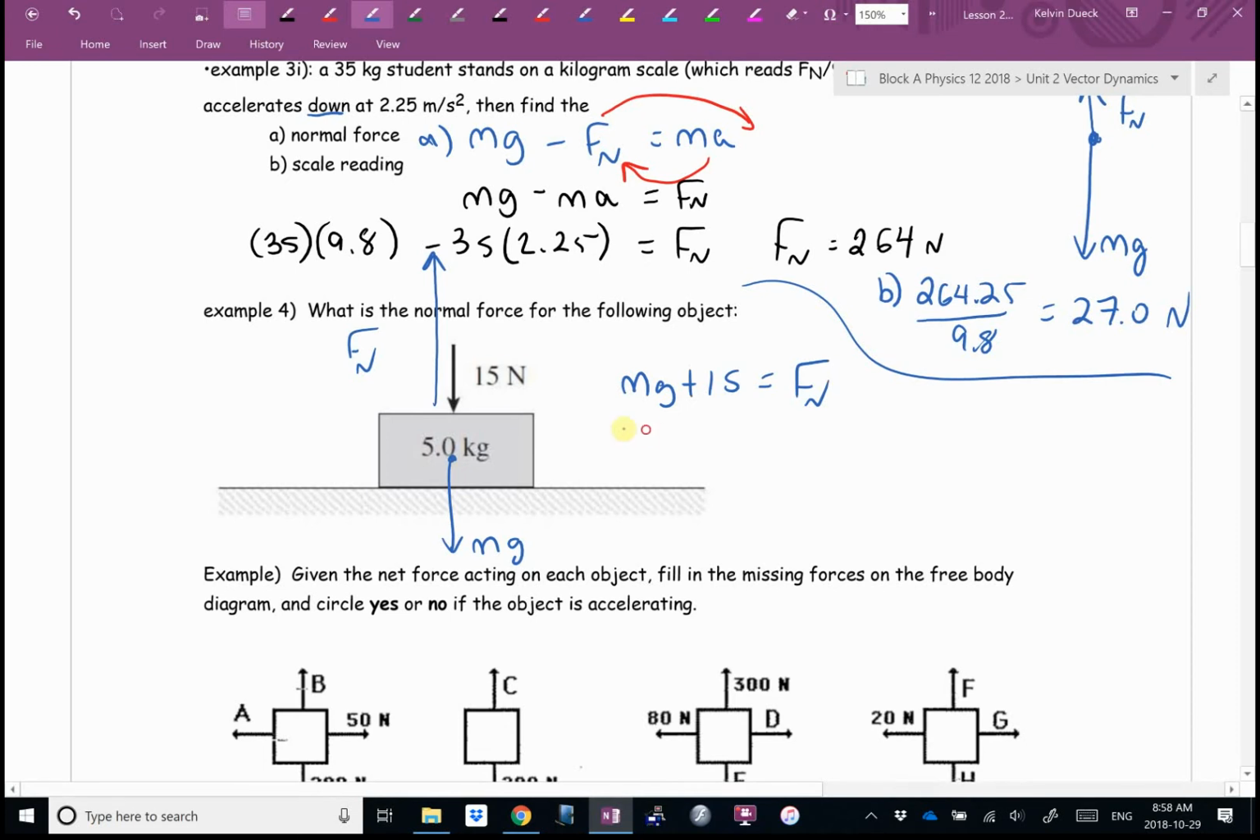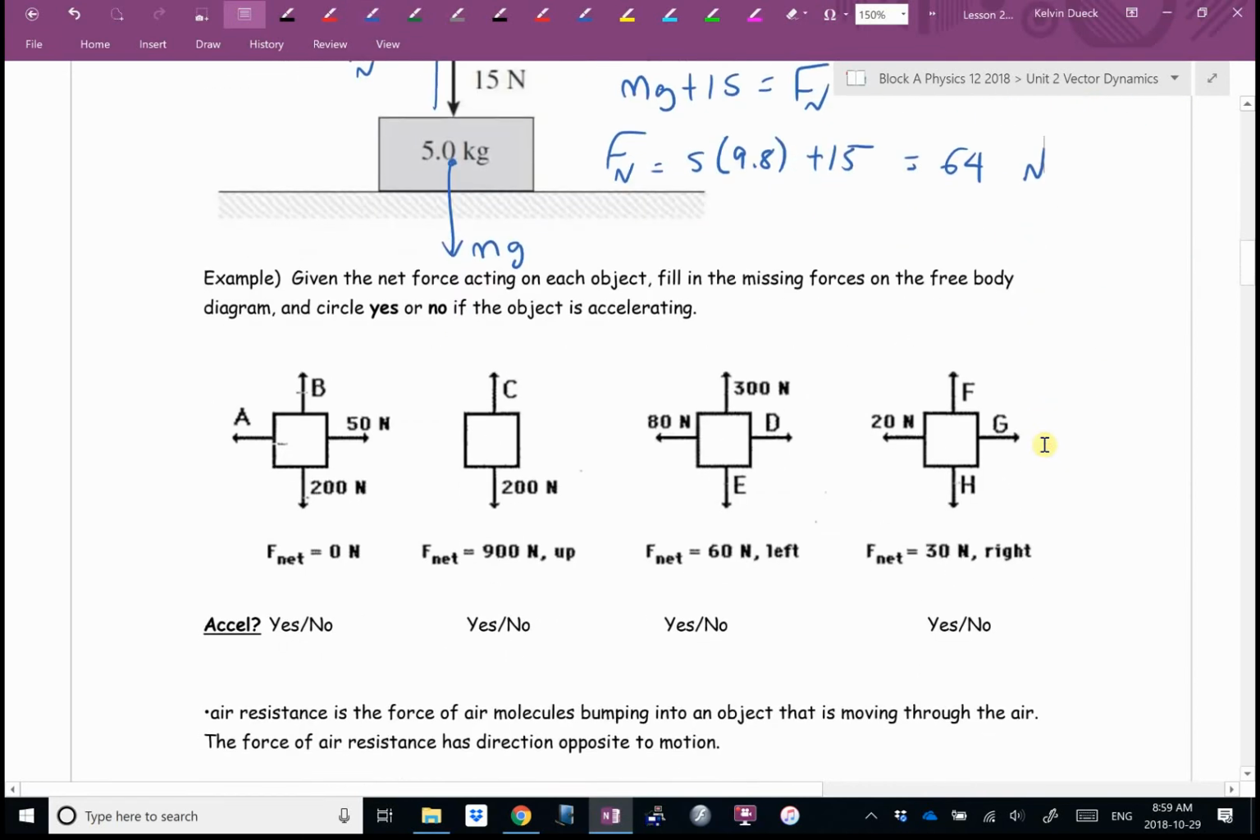So the normal force is going to be 5 times 9.8 plus 15. I think I can do that in my head. 5 times 9.8 is going to be 49. 49 plus 15, 64 even. And force, newtons.